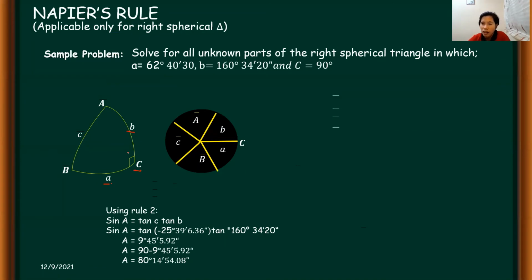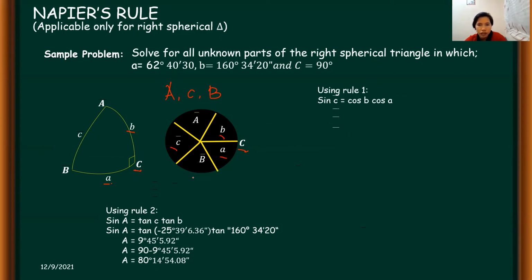Okay, so either we can use rule 1 or rule number 2 as long as complete yung ating given na values. So if we use rule number 1, since we have C, A, and B, therefore kailangan nating hanapin yung small letter a, kailangan nating hanapin yung small letter c, and kailangan nating hanapin yung included angle na B. So it depends on you on where you are going to start. So let's start muna kay C. So for C, we can use rule number 1.